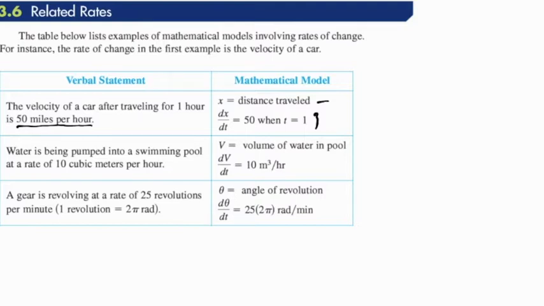The second one is describing water being pumped into a swimming pool at a rate of 10 cubic meters per hour. So we're discussing volume as time passes. V is the volume, but dV dt is the volume per hour. The third one discusses a gear that is revolving at a rate of 25 revolutions per minute. Theta is the angle of revolution, and d theta dt is the revolutions per minute. So we're talking about the value of our variable and the value of how our variable is changing.